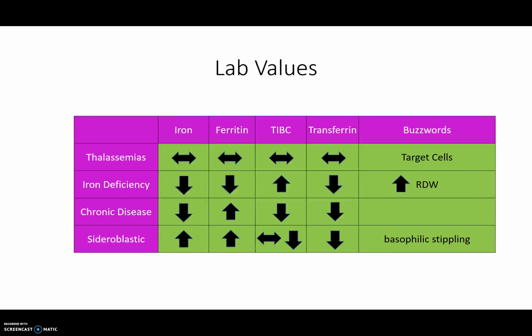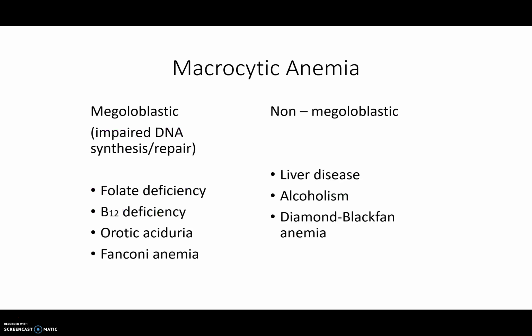Here's an overview of the lab values. We already covered some of these. You can take a look at the slide. Like we talked about, the big buzzwords: target cells for thalassemia, an increased RDW you'll see with iron deficiency. The rest of them will have a normal RDW, and then the basophilic stippling for sideroblastic.